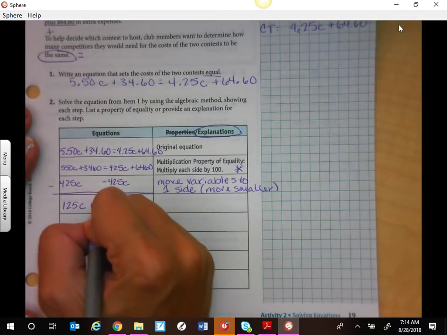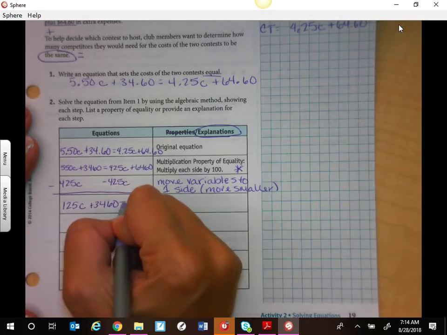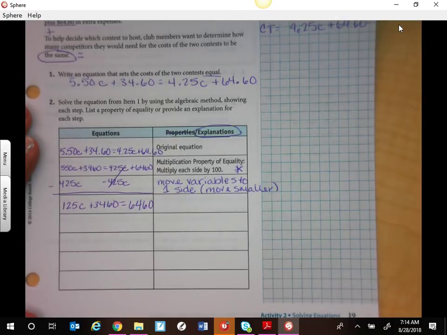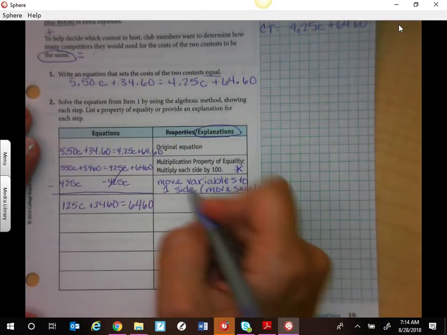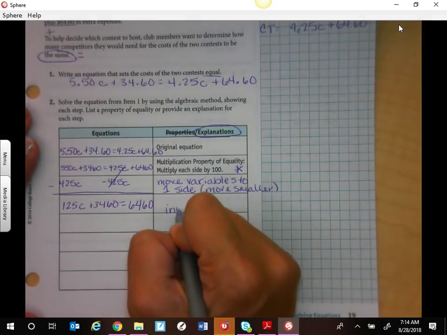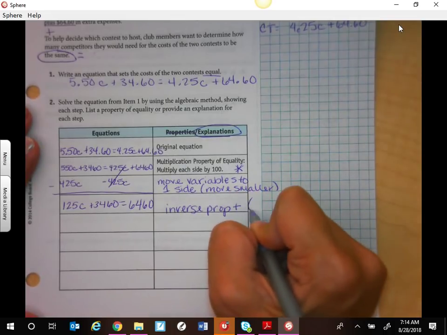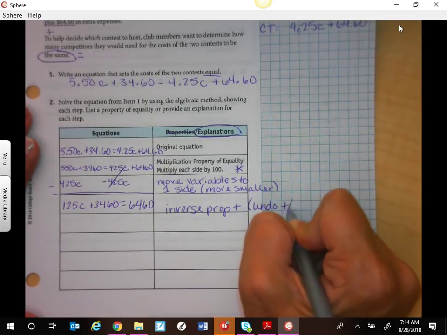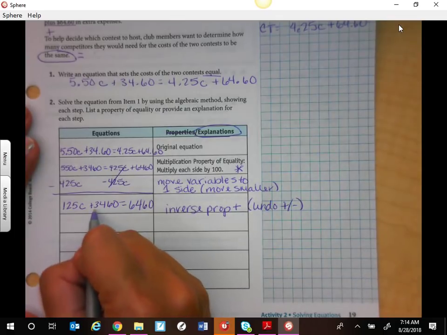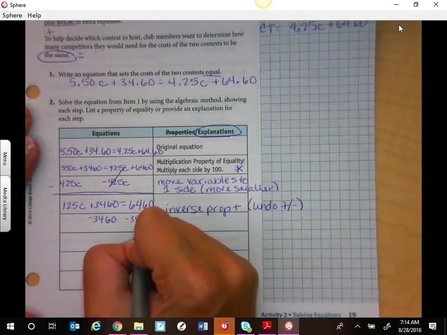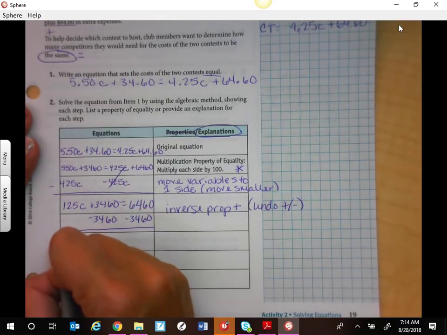125C plus 3,460 is equal to 6,460. Now it looks like the equations you worked with a lot last year. So we're going to use our inverse property of addition, which is also known as undo the add subtract. So we're adding 3,460, so I'm going to subtract it again from both sides to show equality.